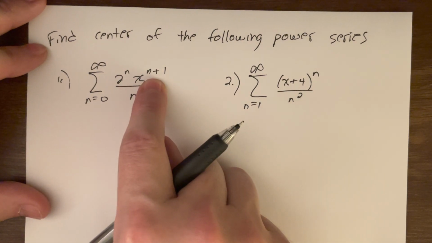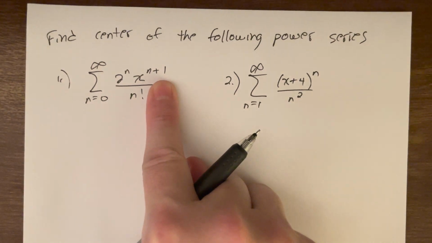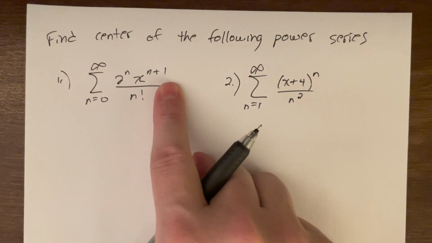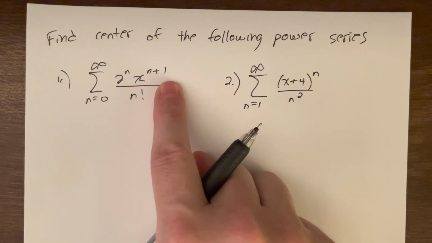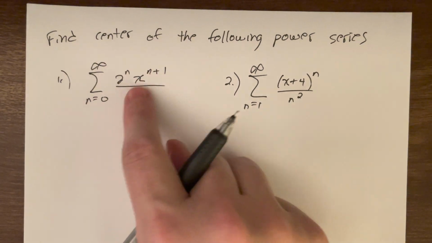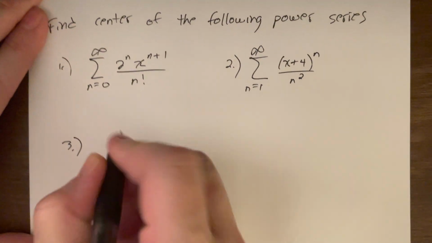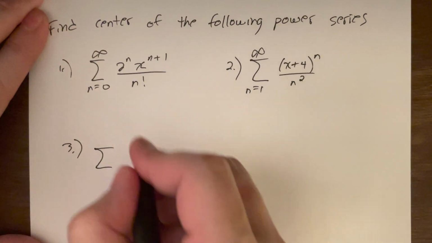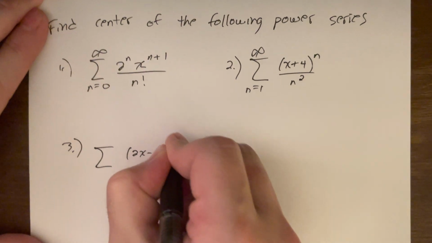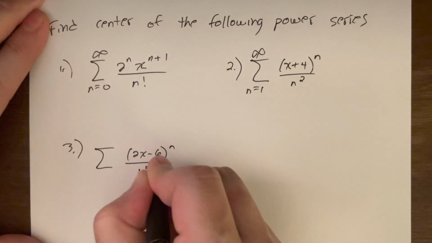Here, the exponent is actually n plus 1 instead of a plain n. We'll see when we start making our own power series, sometimes things like that will come up. It'll be easier to combine the exponents. Maybe you had an x to the n, but you had an extra times x, so you combine the exponent. So that's fine. And number 3, we'll look at the power series. We'll go 2x minus 6 to the n all over 4 to the n, n plus 1.